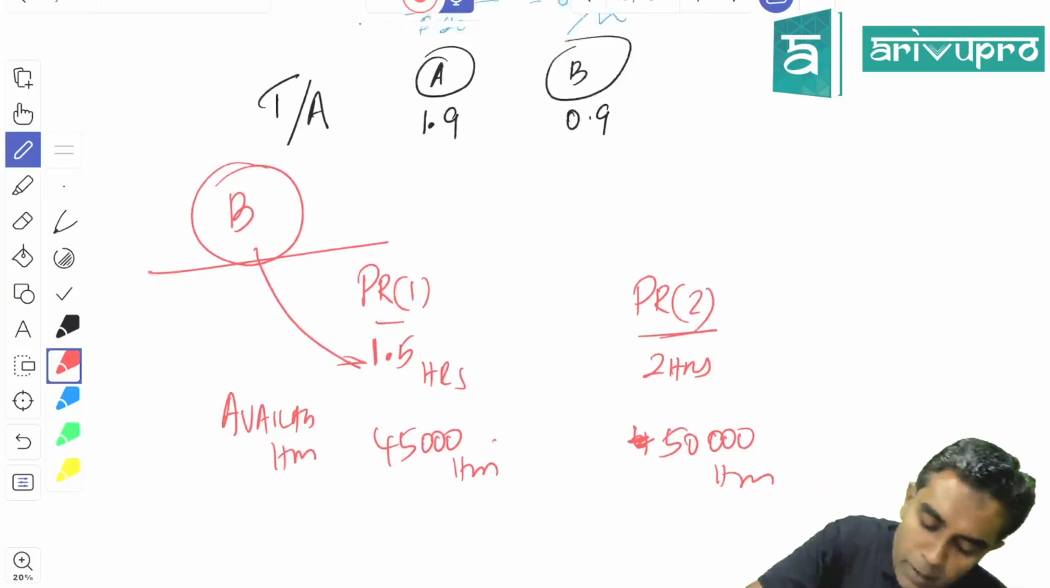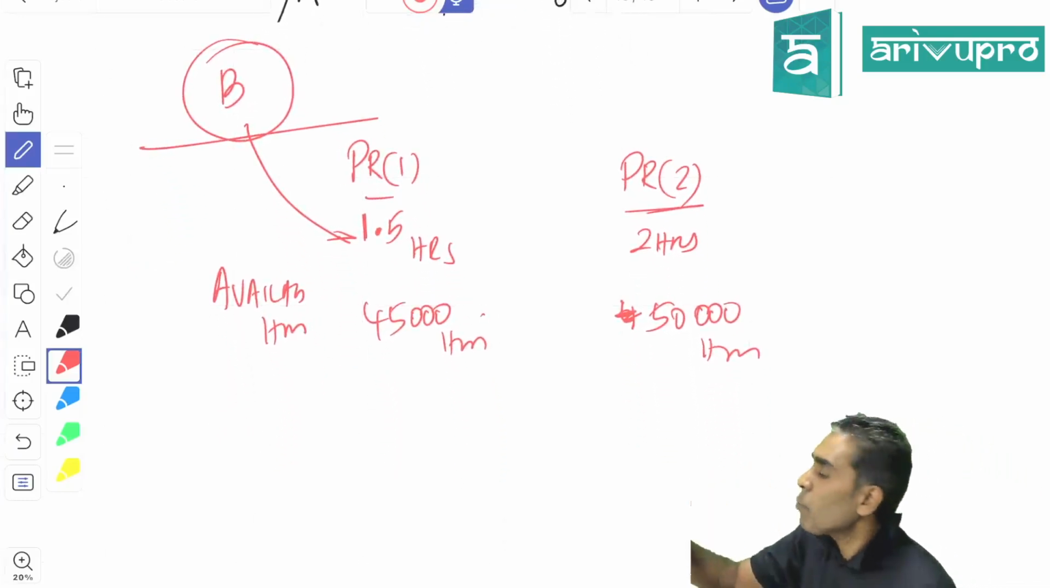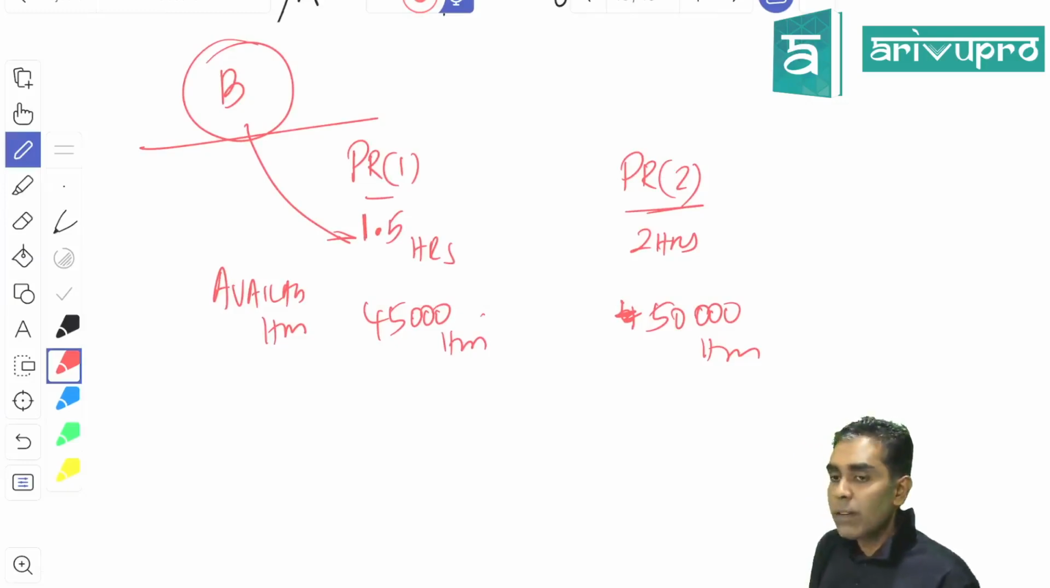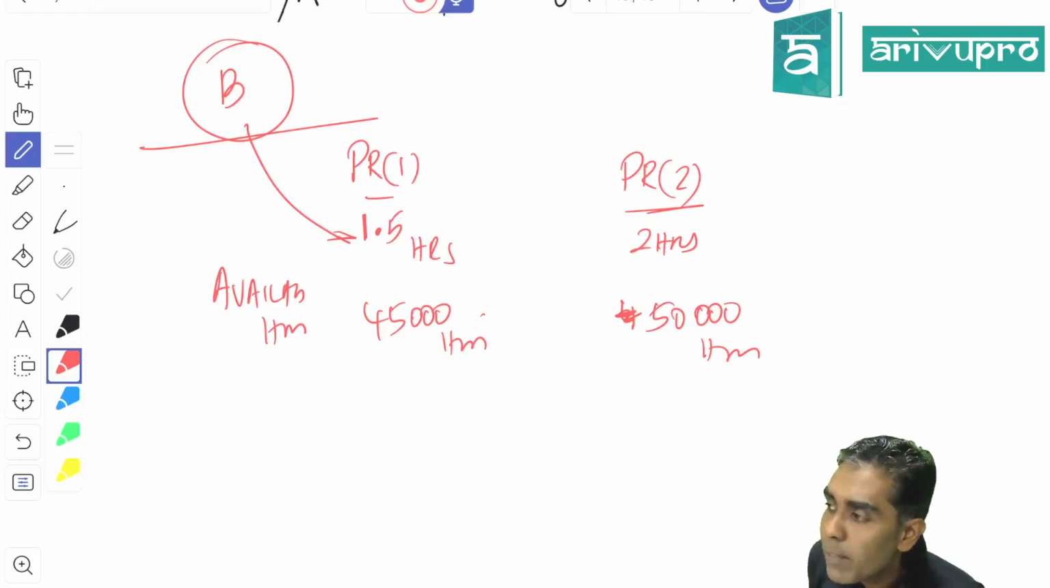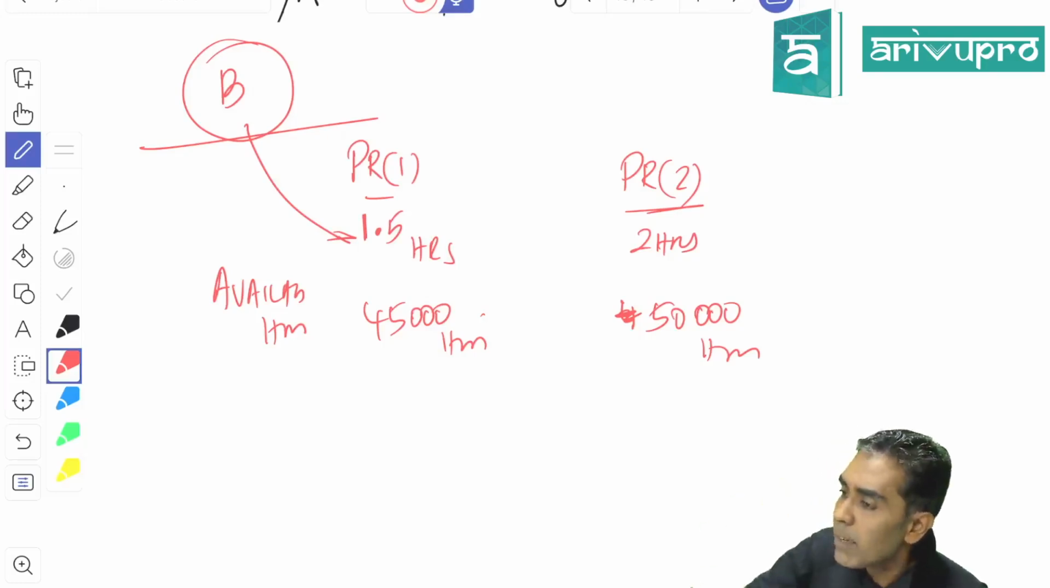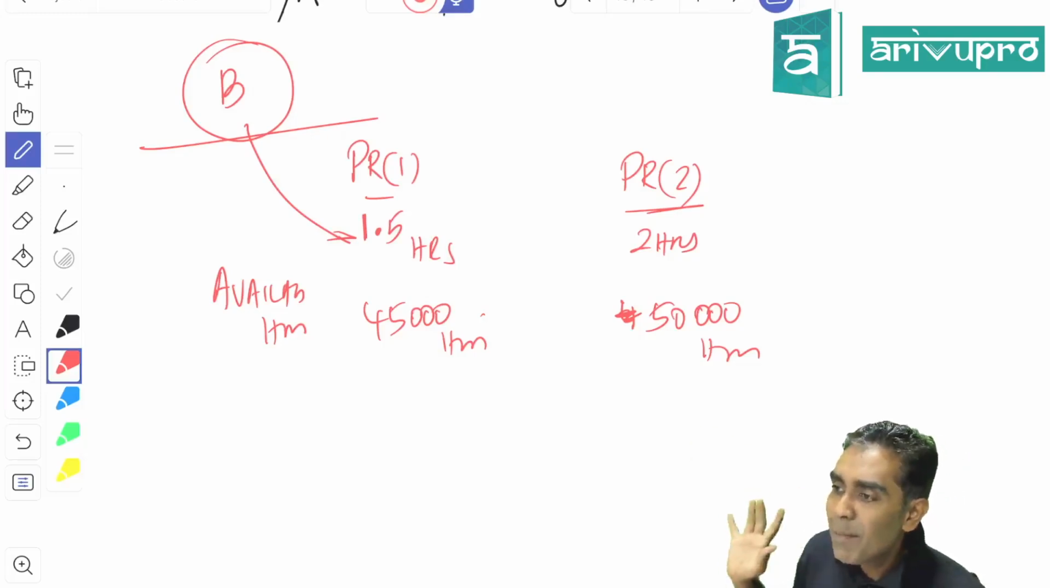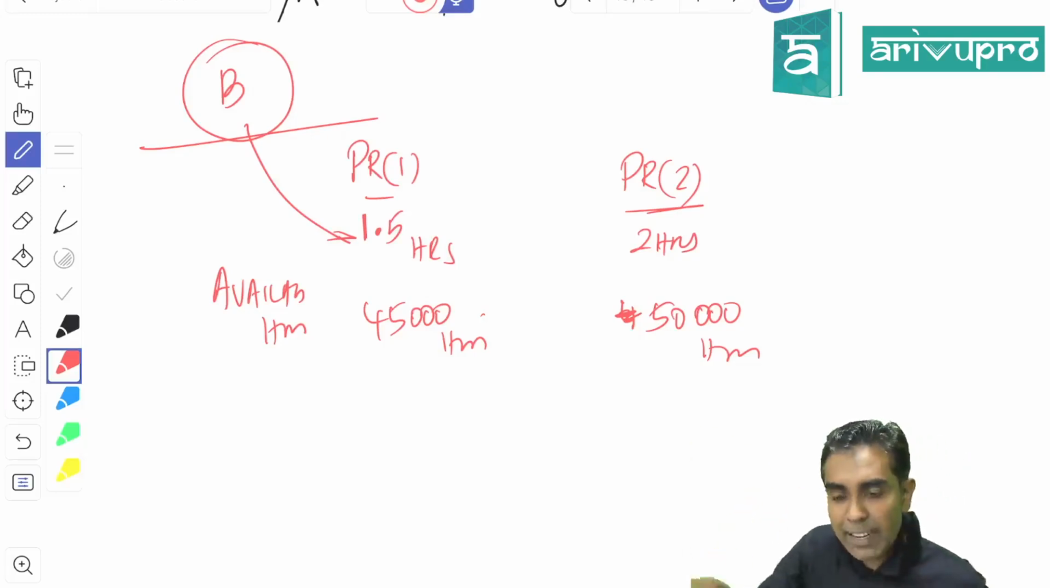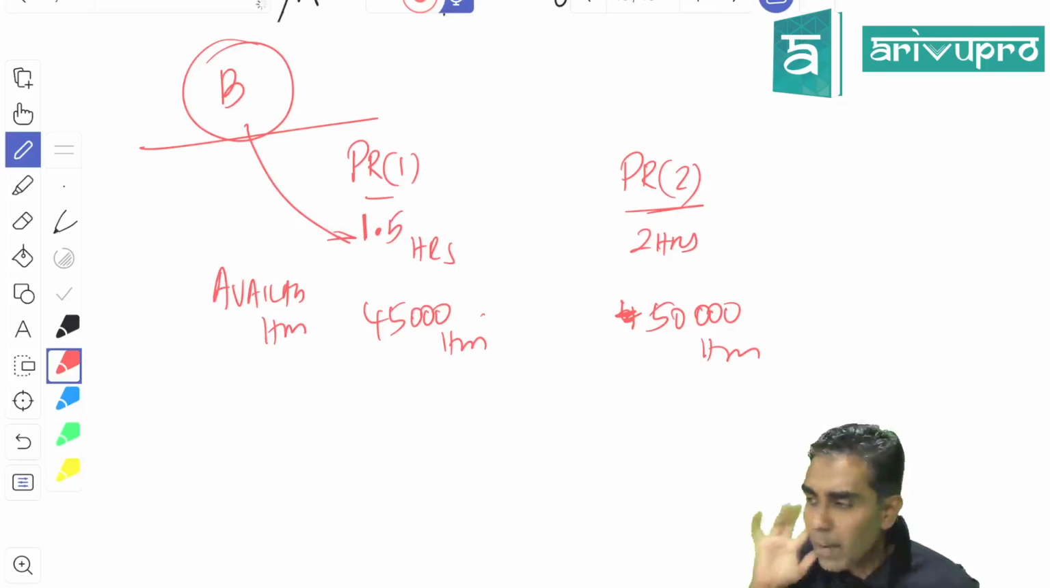My requirement: what is the bottleneck process here out of these two? Demand is unlimited in the market. What is meant by unlimited in the market? Any number can be sold in the market.